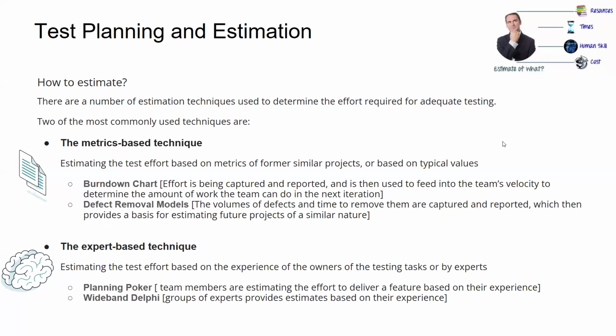Okay. Next, we'll come to test planning and estimation. So once we perform the planning part, we have to do test estimation because this will be the most important aspect of our testing, right? So how are we going to test? There are different kinds of methods that we can use. One of them is metrics-based testing techniques. So estimating the effort based on metrics of former or similar projects, right?